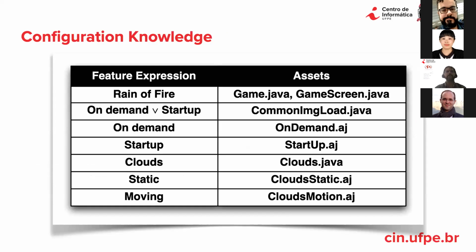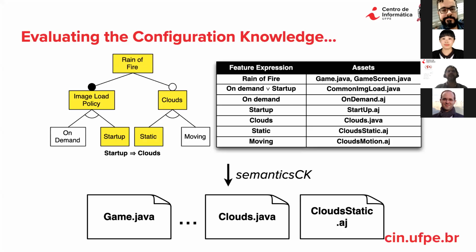This model basically relates feature expressions, which are propositional logic expressions over feature names, to assets. It's a very simple model, this one. We can have other kinds of relationships. Instead of assets, we could have general transformations, but to keep it simple, we're showing here the association of feature expressions to assets. If you select either on demand or startup, you see that on the second row, we have the common image load Java class file present in your software product. This model, together with a particular feature selection, drives product generation.